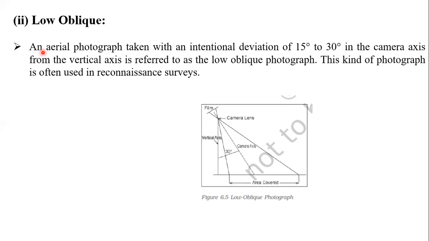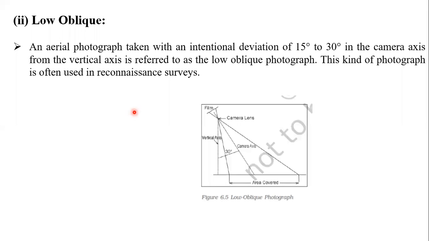Aerial photography taken with a deviation of 15 to 30 degrees in the camera axis. You can take it from 15 to 30 degrees up to the vertical axis. If there is a 15 to 30 degree camera axis deviation from the vertical axis, it is referred to as low oblique photography. Remember, students, if there is a tilt or any angle change between 15 and 30 degrees from the vertical axis, that particular photography is called low oblique.